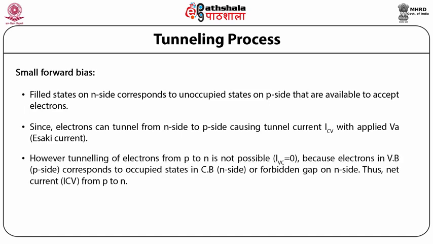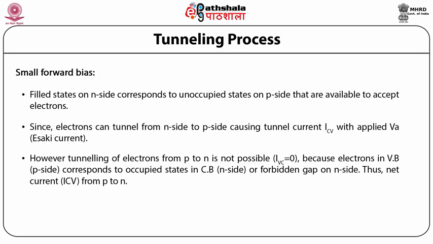However, tunneling of electrons from P to N is not possible. That is, I_VC is equal to 0 because electrons in the valence band on the P side correspond to the occupied states in the conduction band on the N side or the forbidden gap on the N side. Therefore, net current I_CV flows from P to N.